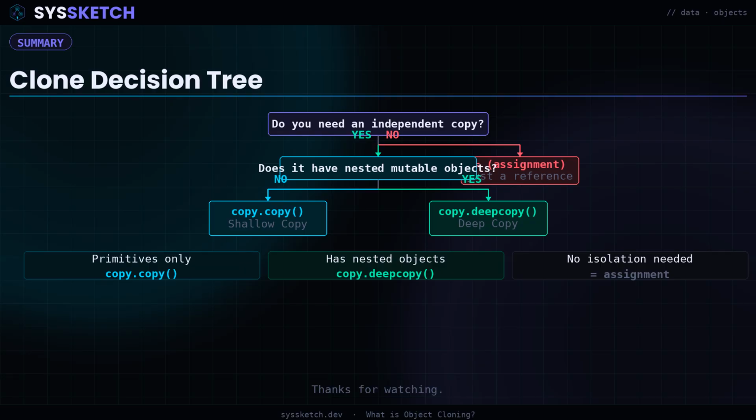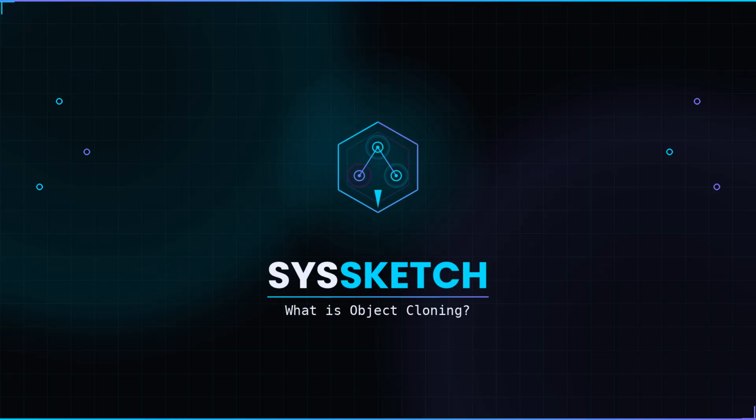In other languages, the same pattern applies even when the API looks different. Always prefer the simplest copy that gives you the isolation you actually need. Overcopying wastes memory and time. Undercopying creates subtle bugs that only surface when two callers unexpectedly share mutable state.